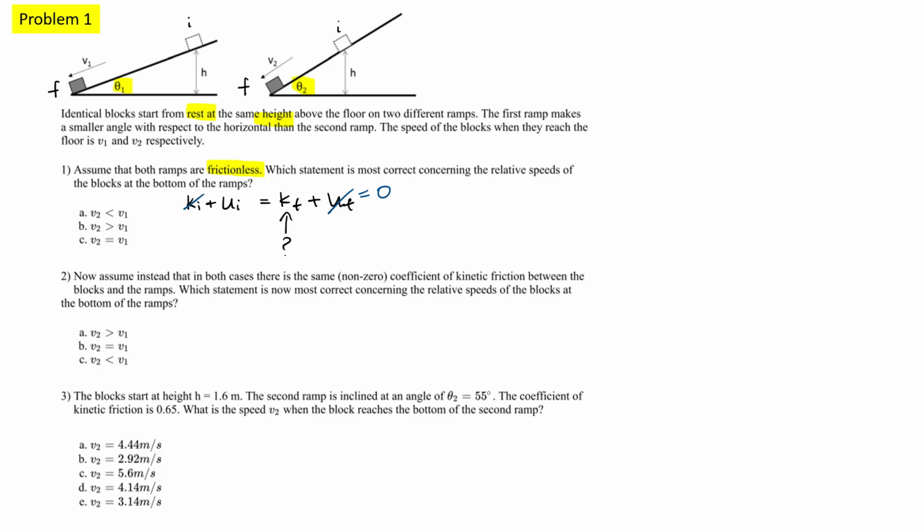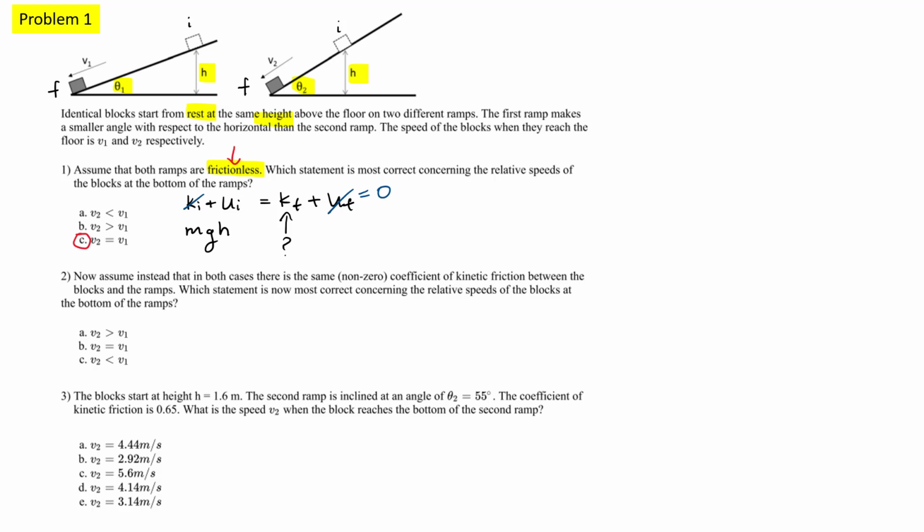Well, how do you calculate the initial gravitational potential energy? Gravitational potential energy is simply mgh. And since h is the same for both blocks, guess what? Both of those are going to have the same speed in this case if it is frictionless, and that is one of the keys. All right, so choice C is the best answer for this question.